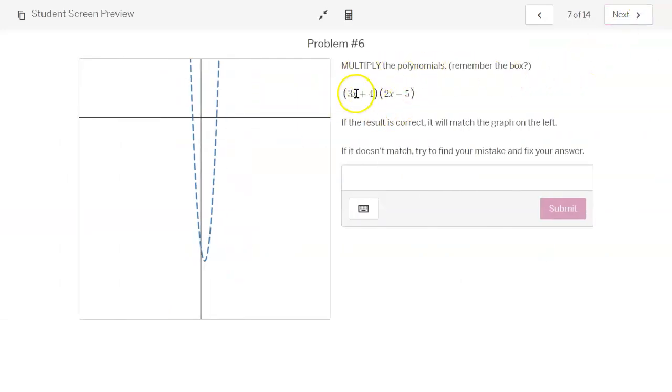You probably want to use either the distributive property or the box method. So again, get out a sheet of scratch paper or grab a whiteboard so you have somewhere to do your work on these. This will give you a chance to practice the types of problems that will be on the quiz.